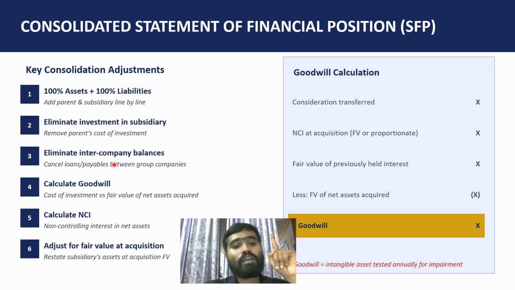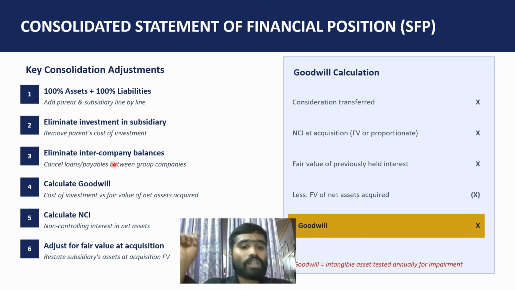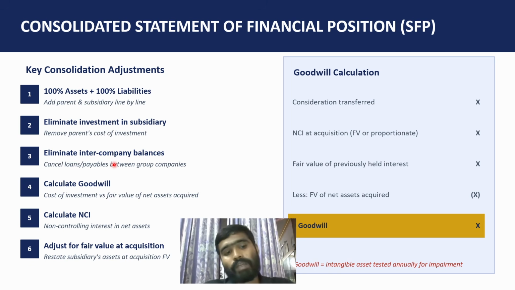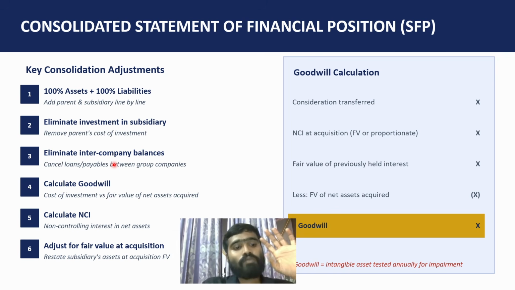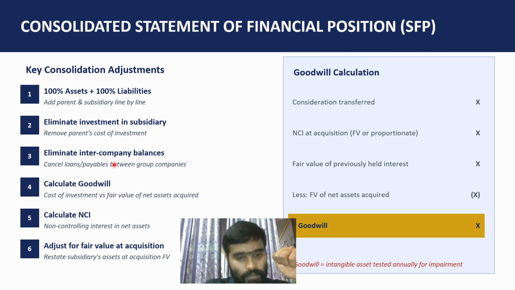First, we will bring all the assets and liabilities together. Second, we will eliminate the investment shown in parent company, and whatever share capital is there in the subsidiary, that also we have to remove. Third, we will eliminate the intercompany balances if any loans and payable from both the companies are there. To each other transactions, if it is there, it has to be removed. Fourth, goodwill calculation. Fifth, NCI calculation. Sixth, if there are any fair value changes.